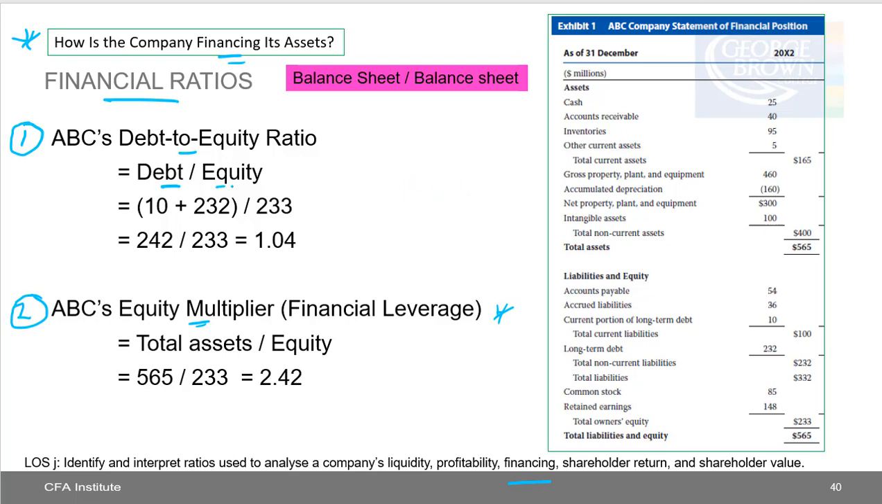Debt in the numerator, equity in the denominator. And the equity multiplier, financial leverage, is assets over equity. Okay, and you can see I've pointed out that these are balance sheet to balance sheet ratios.